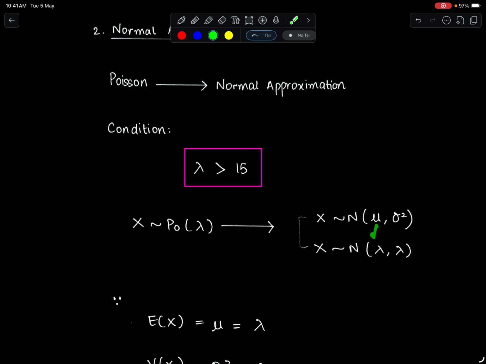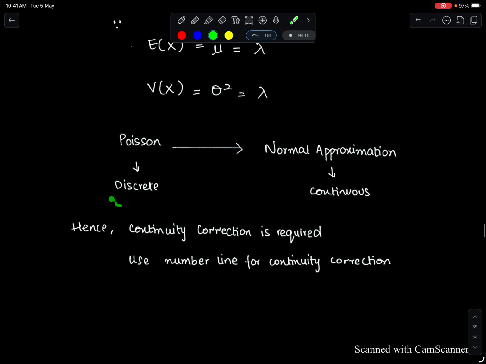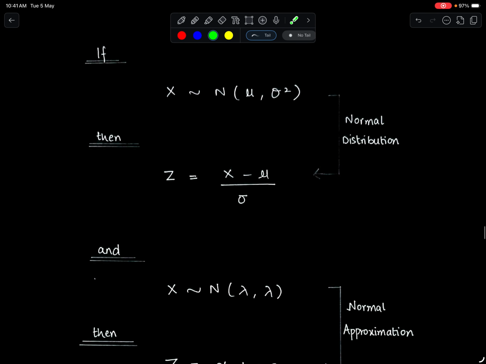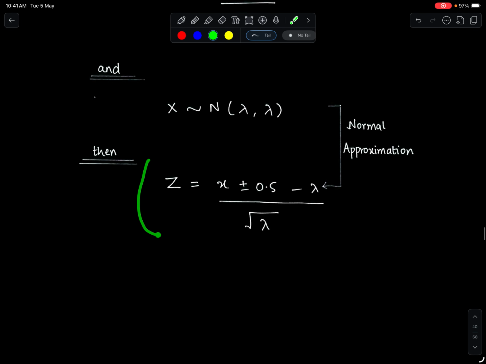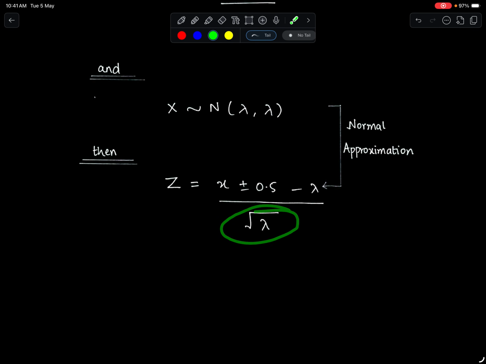So we replace mu by lambda and sigma square by lambda. Since this is discrete to continuous, we have to do continuity correction, and for that we use a number line. This is the formula of Z: X plus minus 0.5 minus lambda divided by under root lambda.